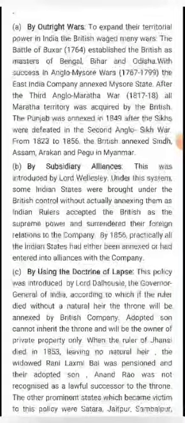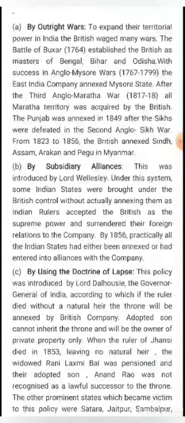Now, the third point is by using the doctrine of lapse. The doctrine of lapse policy is a very important policy which was introduced by Lord Dalhousie, the Governor General of India, according to which if the ruler died without a natural heir, the throne will be annexed by the British company. An adopted son cannot inherit the throne; he will be the owner of private property only.